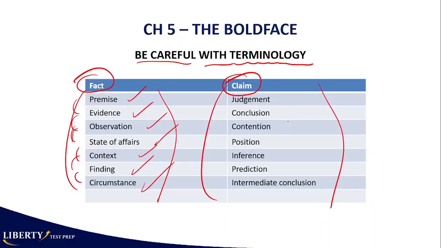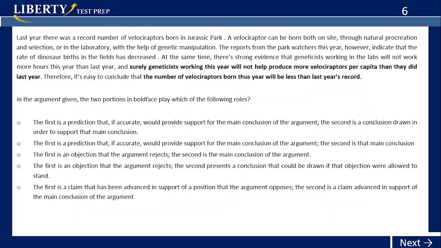Now, the claim is the opinion, of course. Other synonyms for the word opinion are going to be judgment, conclusion, contention, position, inference, prediction, intermediate conclusion. Okay, those are keywords for an opinion. So that's it. Be careful with the terminology. Make sure you know your synonyms. And now we're going to start with the practice. Okay, so we're going to do this number 6. Of course, we have 2 minutes to do it. And then we're going to go over the answers. So 3, 2, 1, let's go.